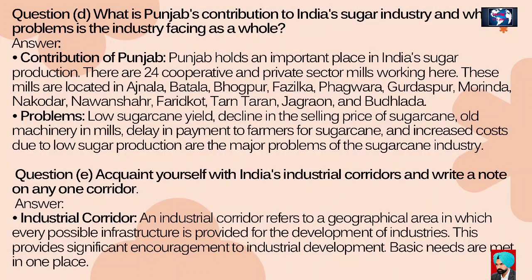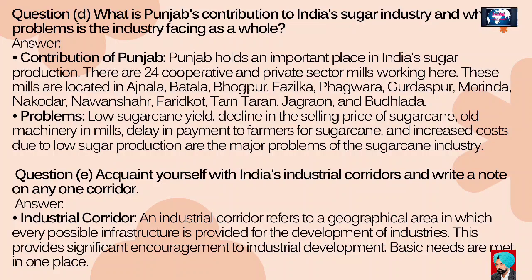Question D. What is Punjab's contribution to India's sugar industry and what problems is the industry facing as a whole? Answer: Contribution of Punjab. Punjab holds an important place in India's sugar production. There are 24 cooperative and private sector mills working here. These mills are located in Ajnala, Batala, Bhogpur, Fazilka, Phagwara, Gurdaspur, Morinda, Nakodar, Nawanshahar, Faridkot, Tarn Taran, Jagraon and Budhlada. Problems: low sugarcane yield, decline in the selling price of sugarcane, old machinery in mills, delay in payment to farmers for sugarcane, and increased costs due to low sugar production are the major problems of the sugarcane industry.